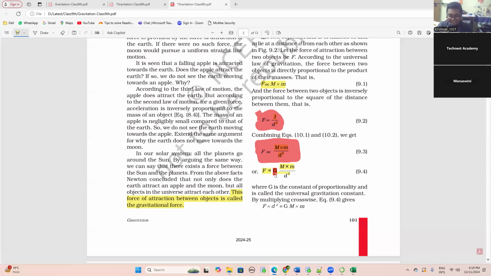Okay, see how we got G here. So what is this symbol? It is the directly proportional symbol. Proportionality symbol. Okay.